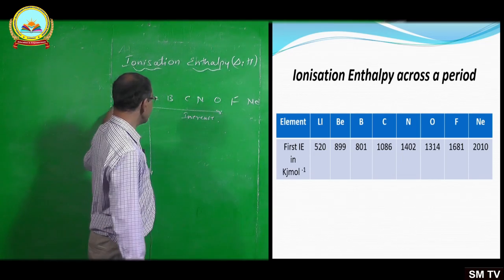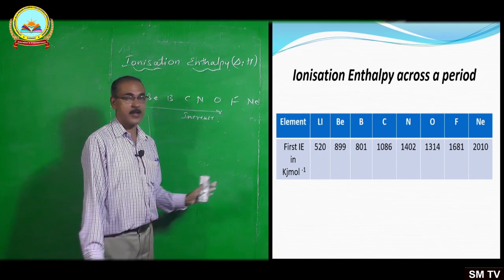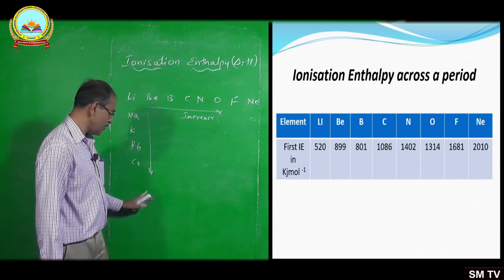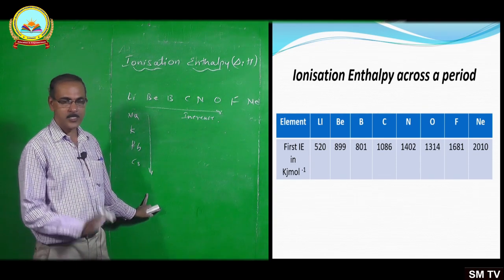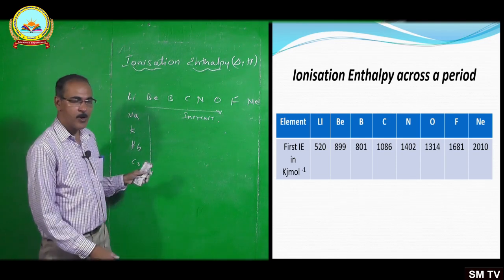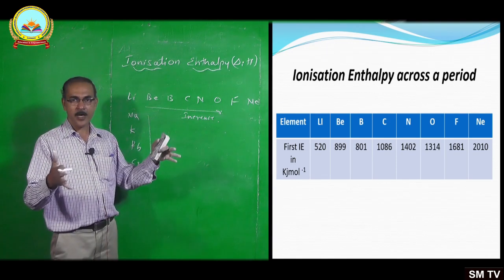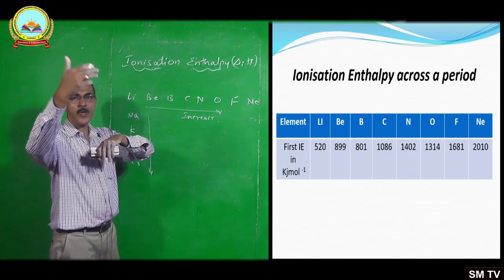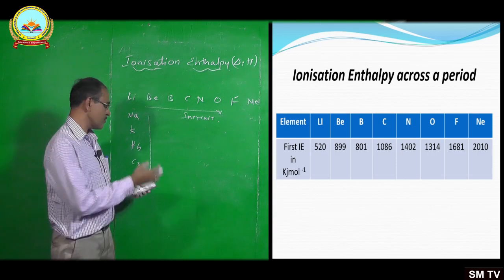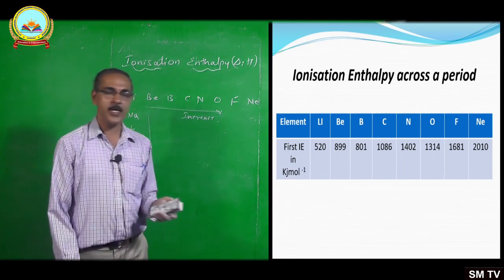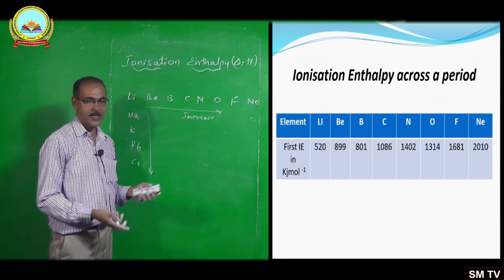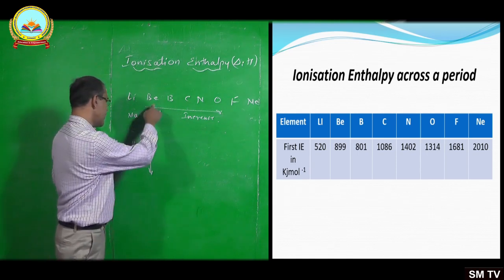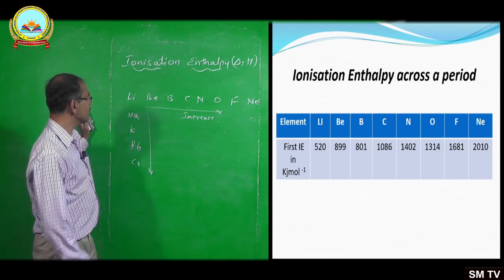That is the reason in general it increases. In general, down the group ionization enthalpy decreases, because down the group new shells are added, atomic radius goes on increasing, the electrons are away from the nucleus, force of attraction from the nucleus decreases, thereby removal of the electron is a little easier. So, the ionization enthalpy decreases down the group.